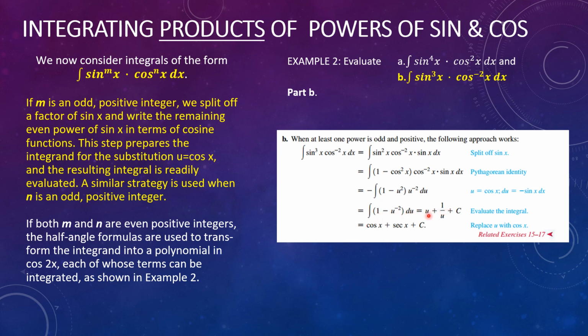The integral of 1 is u, the integral of 1 over u squared is 1 over u plus c, and then we just simply substitute back in, and 1 over cosine is secant x. So pretty straightforward, etc.